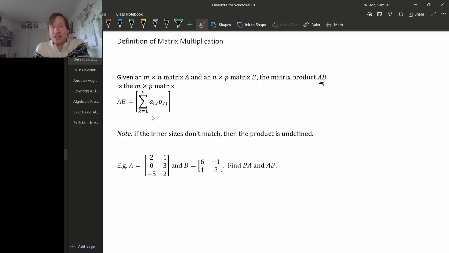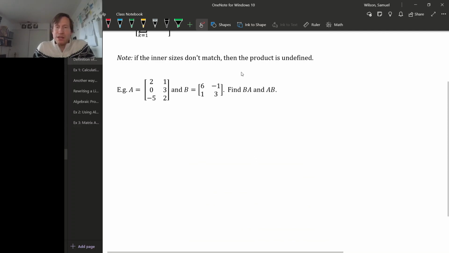formula for the ijth entry of this matrix product is the sum from k equals 1 to n of a_ik b_kj. All right, so let's work out the product of these two matrices. So we're going to work out B times A and A times B. Remember, B is 2 by 2, and A is 3 by 2.